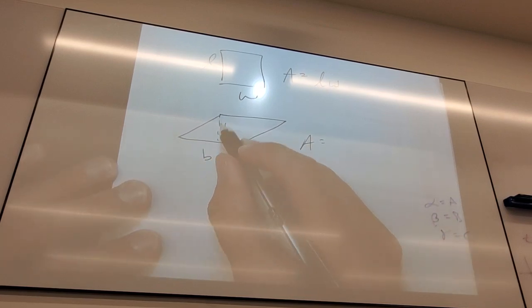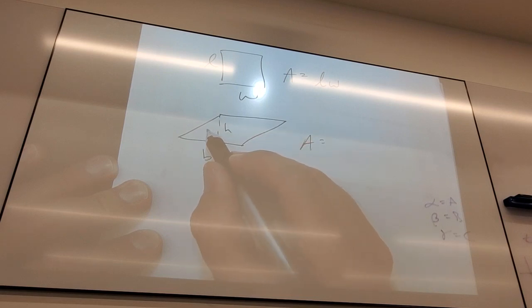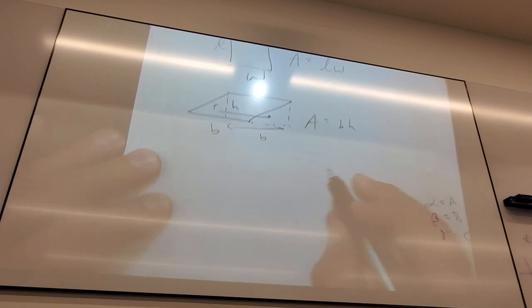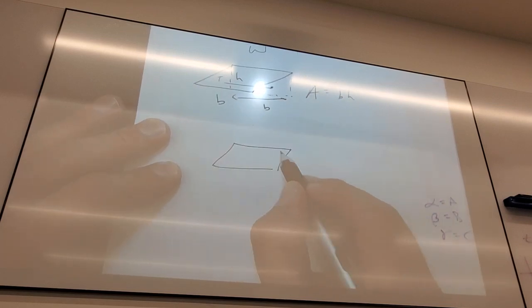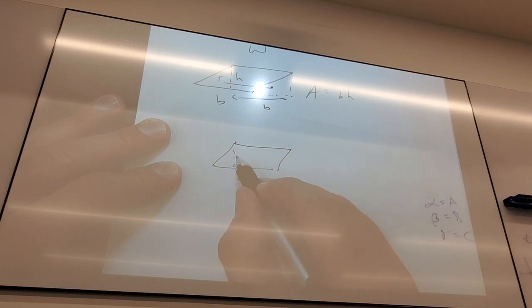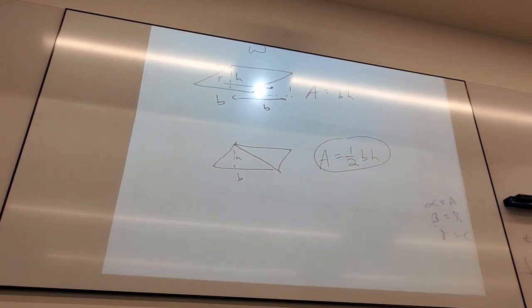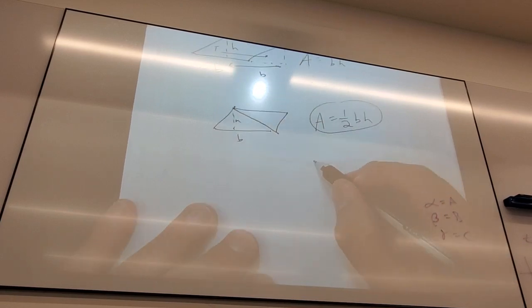is base times height. And very quickly, can you imagine if I took this triangle and I just cut it and put it over here, wouldn't that make a complete rectangle? That was B by H. Okay, so the area of a parallelogram is base times height, and a triangle is exactly half of a parallelogram. Okay, so the area of a triangle is half height base.